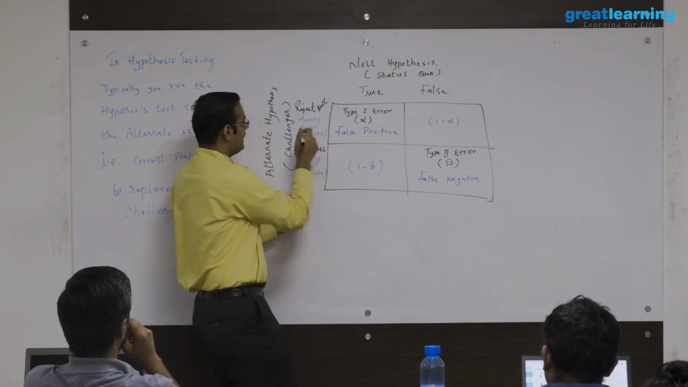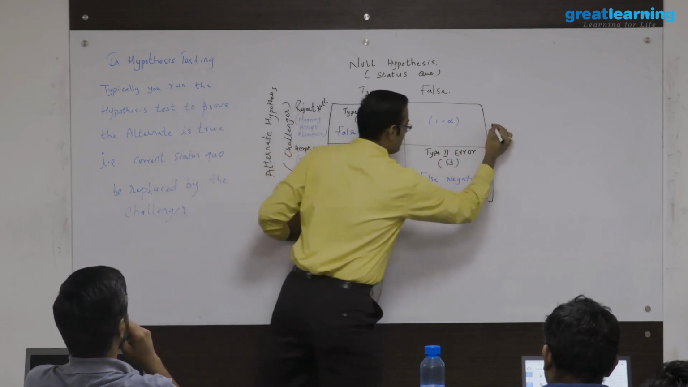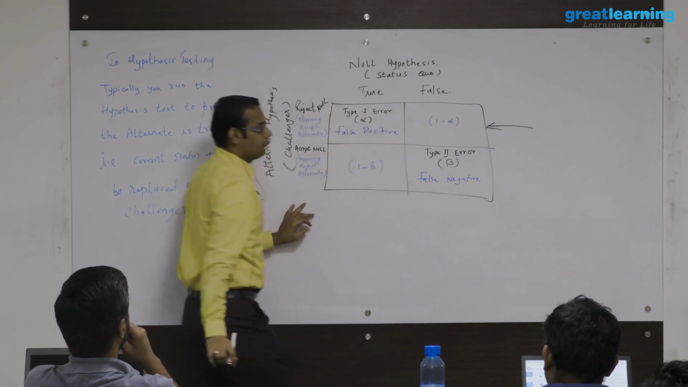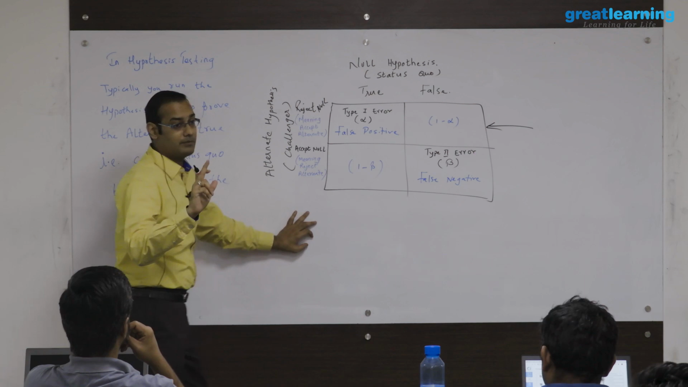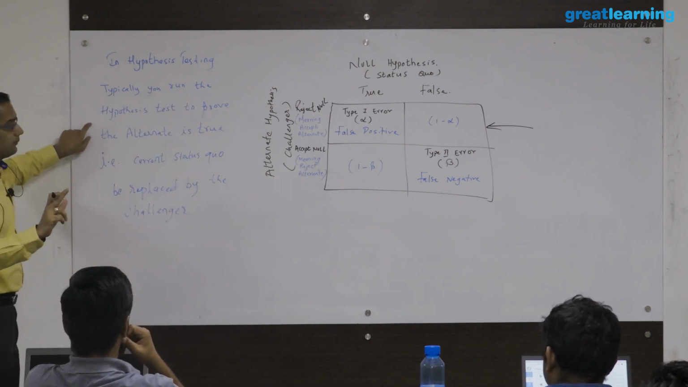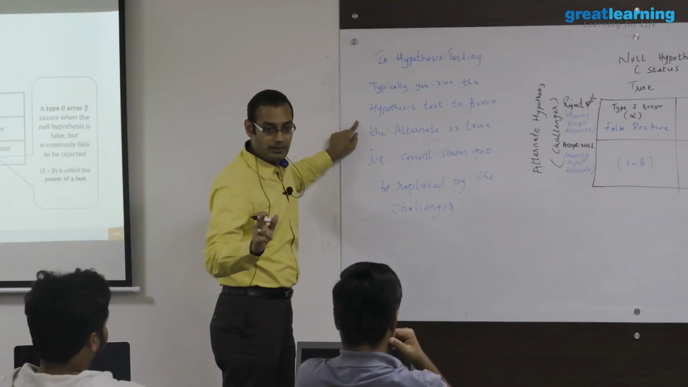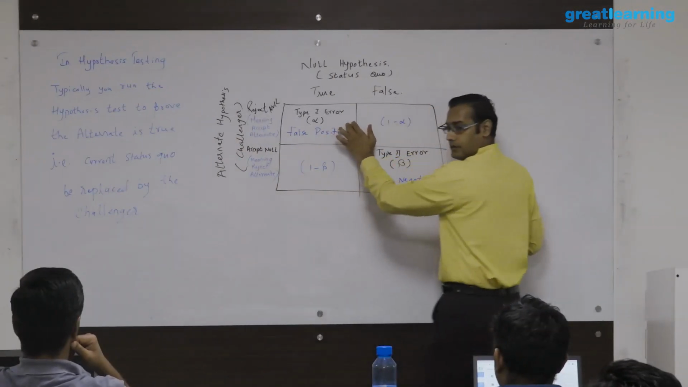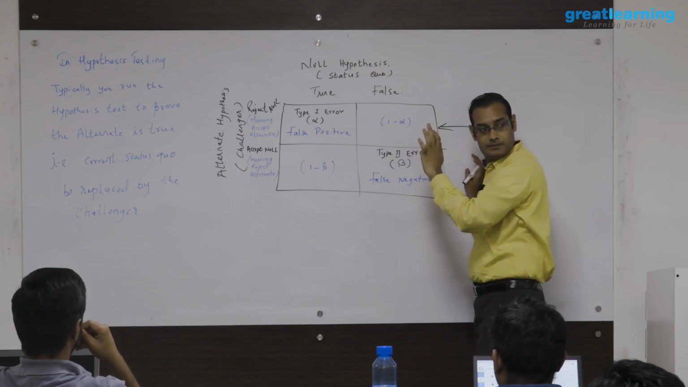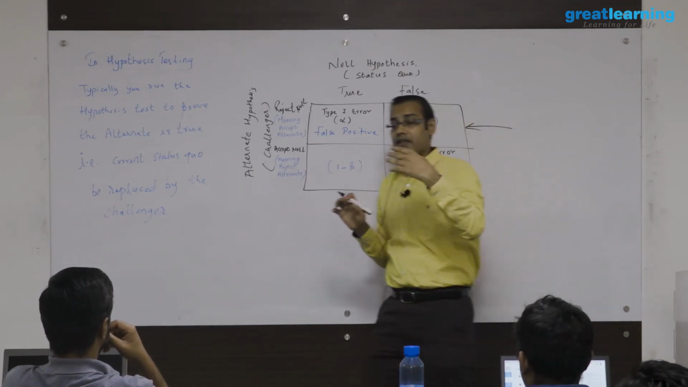So when the hypothesis test rejects the null hypothesis, we are trying to prove the alternate is better, because whenever you are doing a hypothesis test, you want to prove the alternate is better. That's where the alpha comes into play. Is it okay so far? Now let's take another scenario.